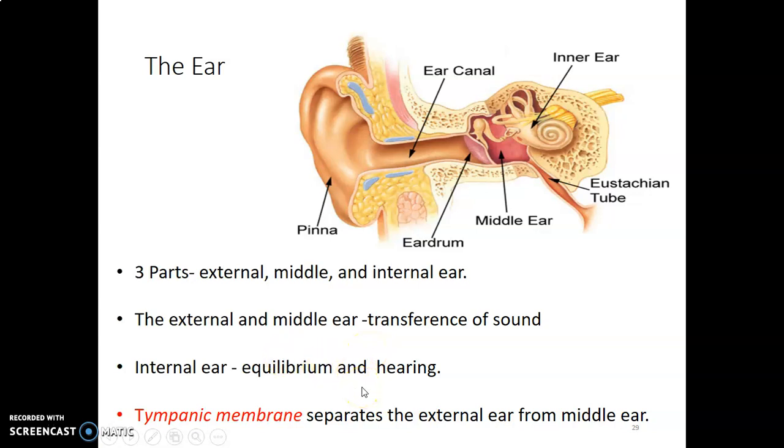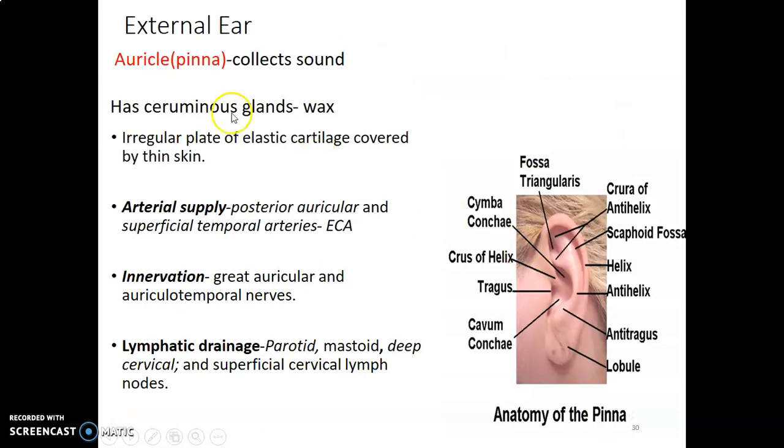We have a tympanic membrane that separates the external ear from the middle ear. You can appreciate it here. That's the eardrum. Then the external ear is the pinna, and it's able to collect sound, and it has various parts. You have the scaphoid, the helix, antihelix, antitragus. So you need to pause and learn the parts of the external ear. Then we have ceruminous glands that produce wax, and we also have elastic cartilage in this pinna. So the pinna is elastic, it's able to stretch because of the presence of elastic cartilage that's covered by skin.